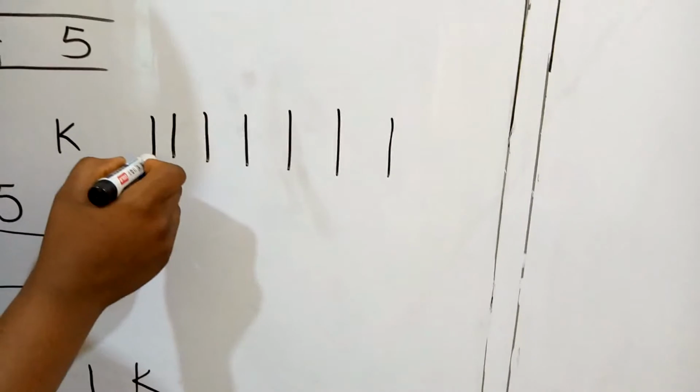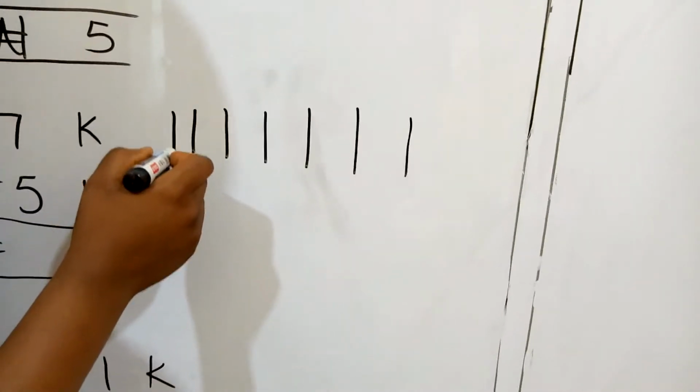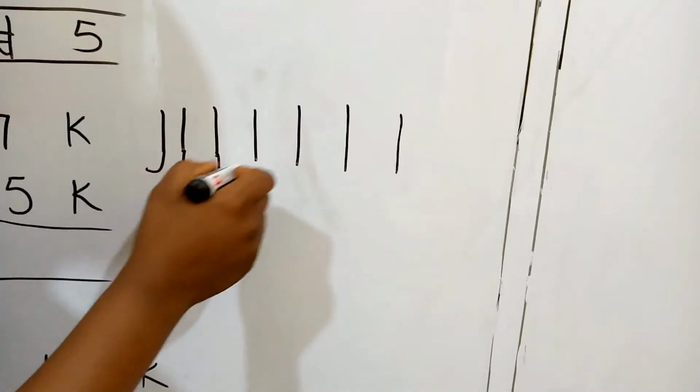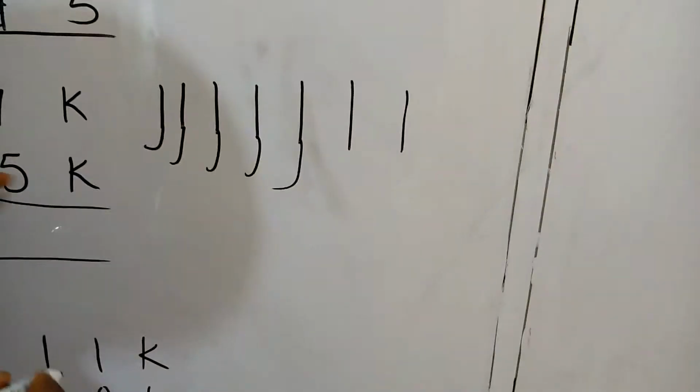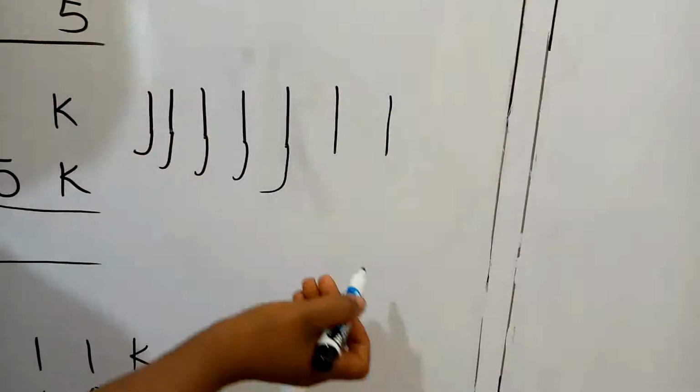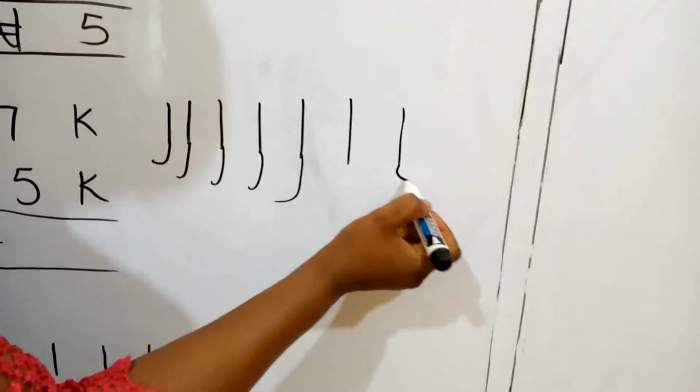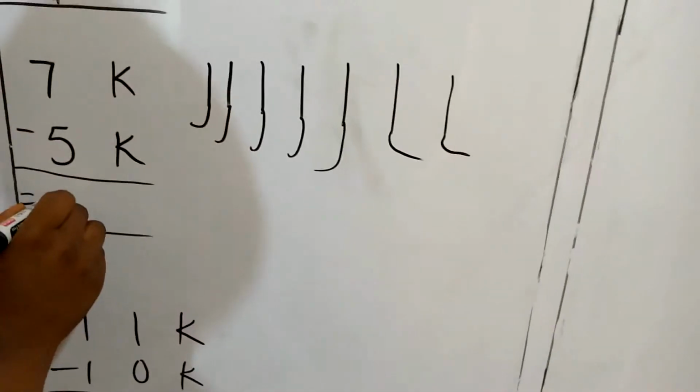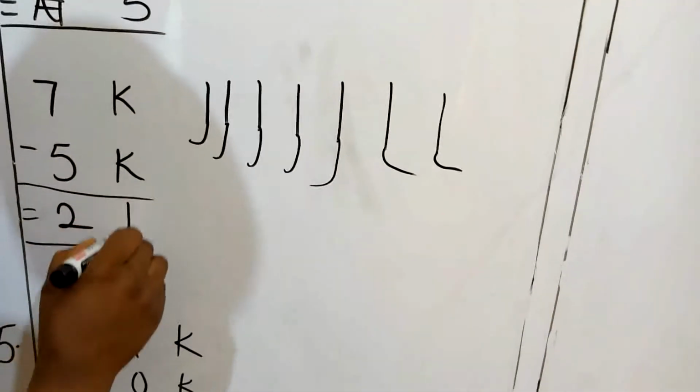Count your answer to the left. 1, 2, 3, 4, 5. You count the number 5 from 7 to the left, and then you count the remaining answer to your right. 1, 2. Okay? My answer here is 2 kobo.